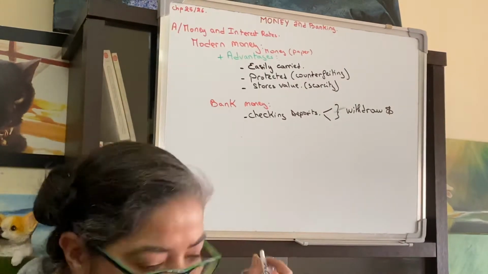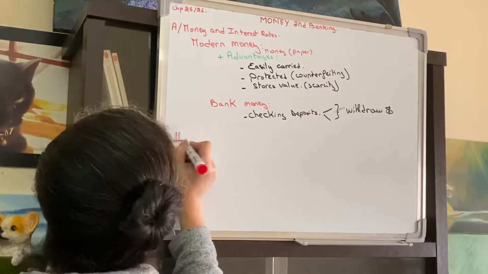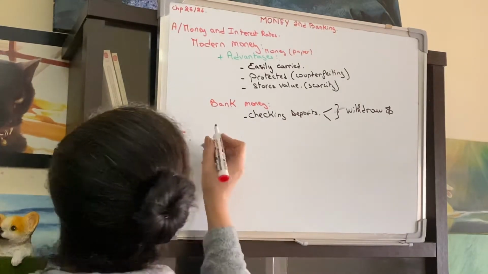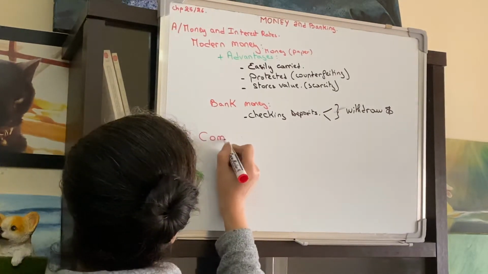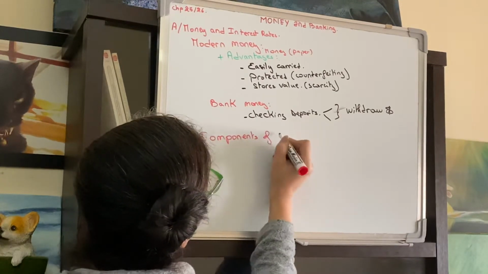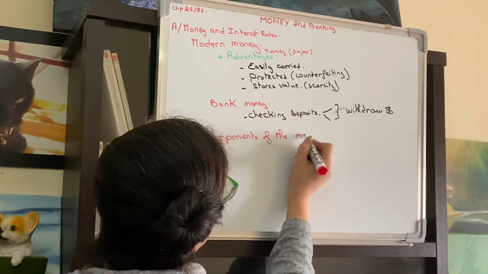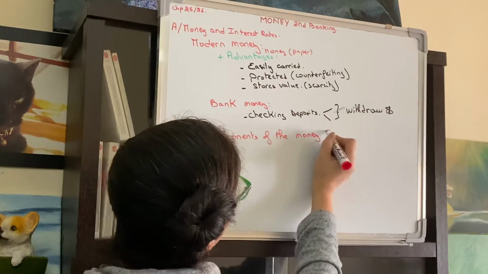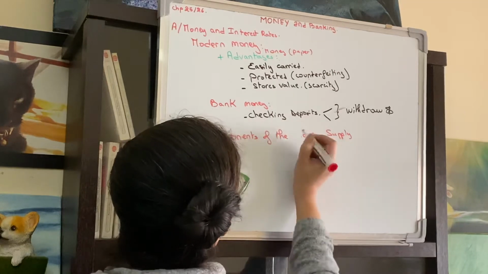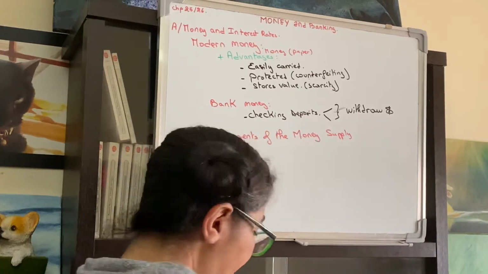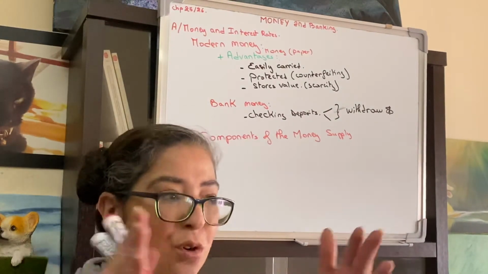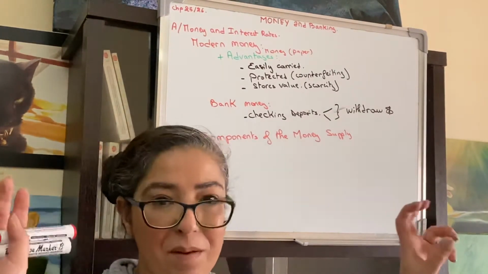Okay, so where am I? Big 2. Components of the money supply. Do you remember the money supply? Components of the money supply. If I put big S, it's big M. Okay, here we're going to see 2 different types of money supply.